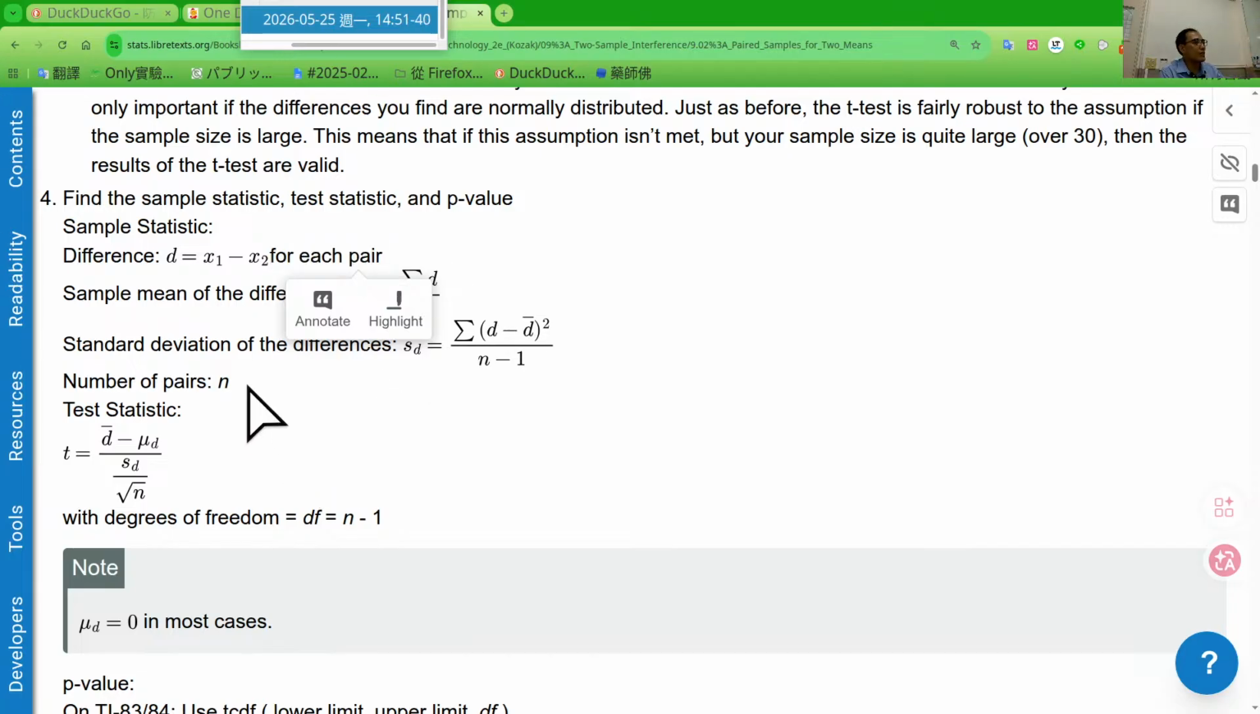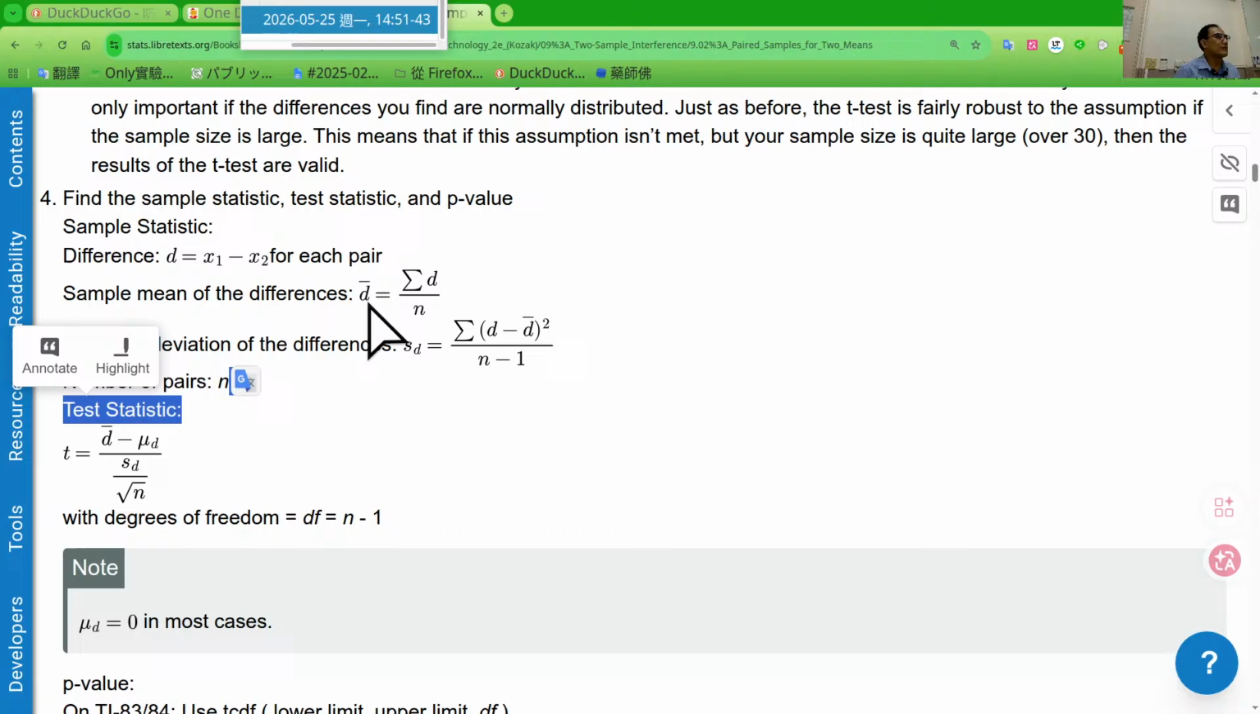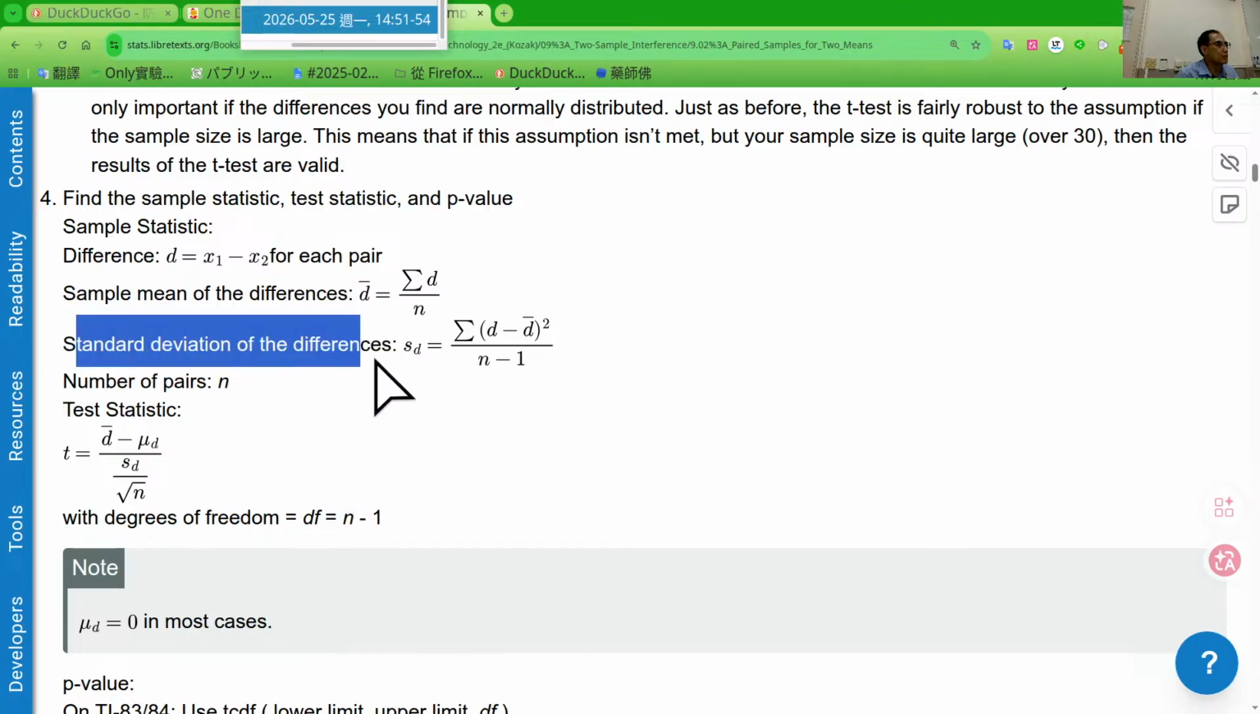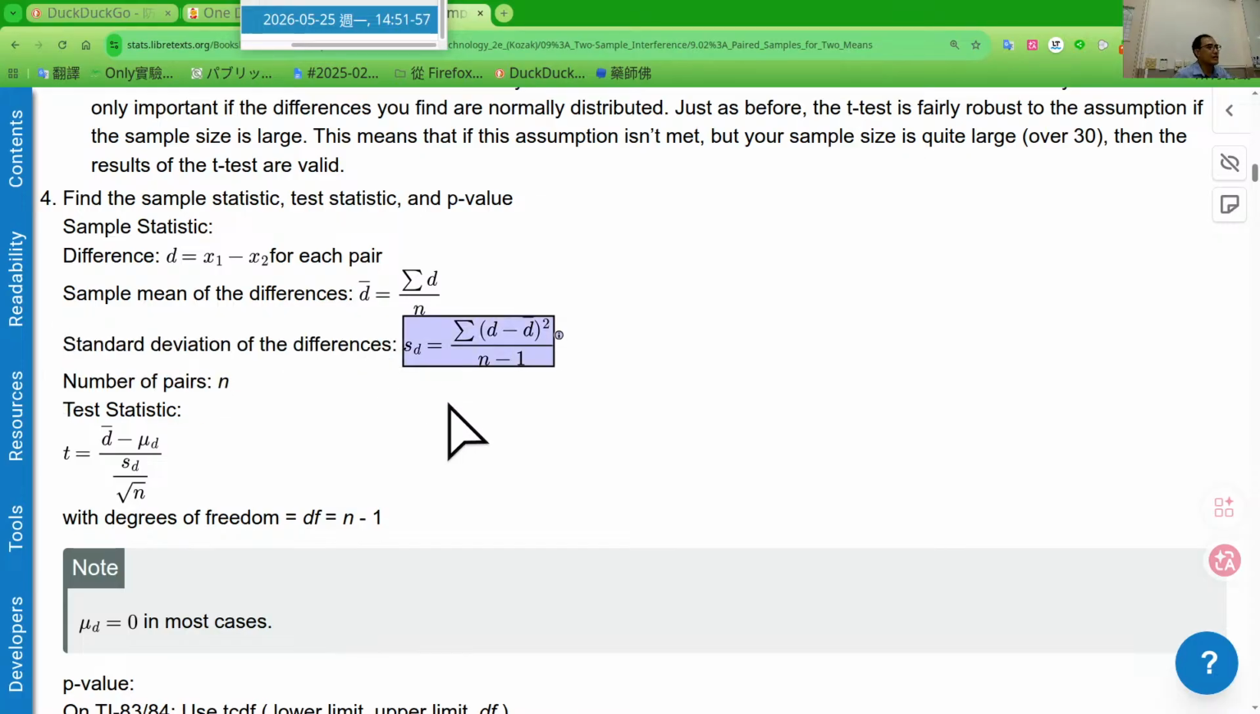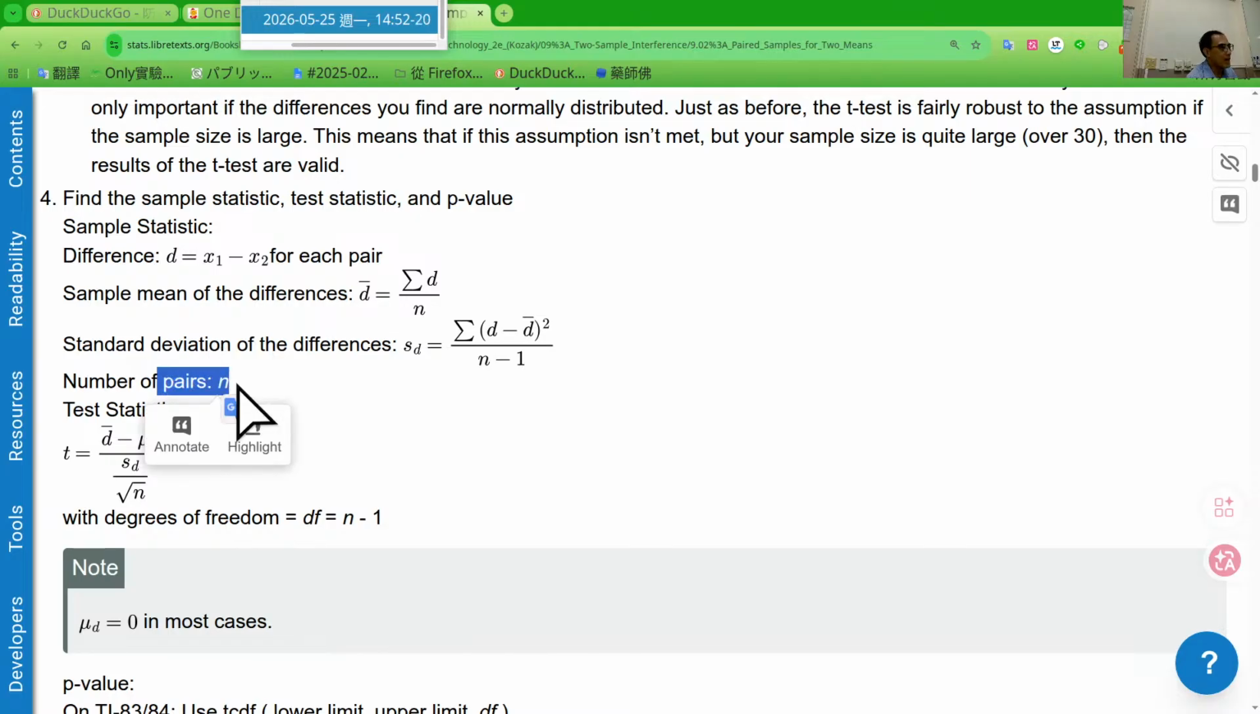Sample mean of the differences. Sample mean D for differences. D bar is equal to sigma D divided by n. Standard deviation of the differences, SD equals the square root of the summation of D minus D bar, squared, put together, and the denominator is n minus 1. The number of pairs is n pairs.